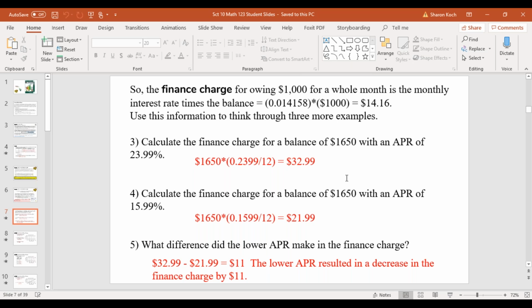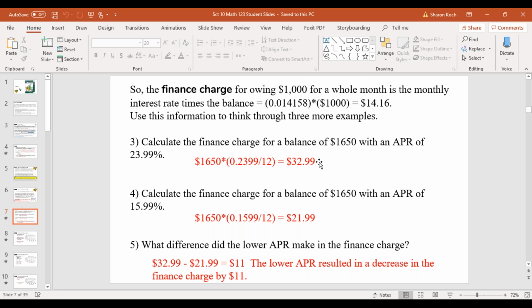Okay, so we're going to do these couple right here. $1,650 is our balance. The first one has an APR of 23.99%, and the second one has 15.99%. So remember, take your APR, divide it by 12, then multiply by that carryover balance. So you can see with that higher APR value, you have a higher monthly finance charge here.